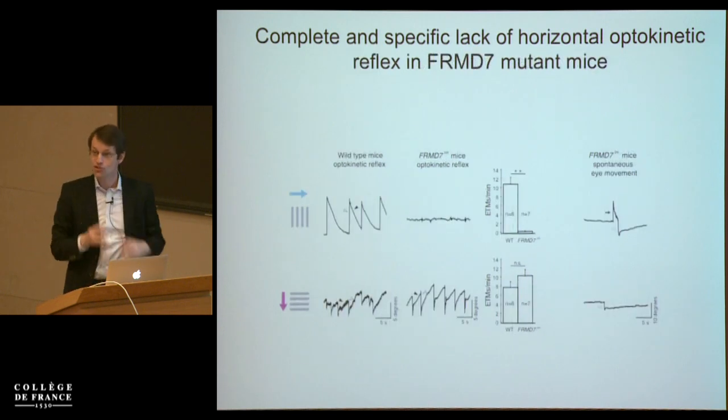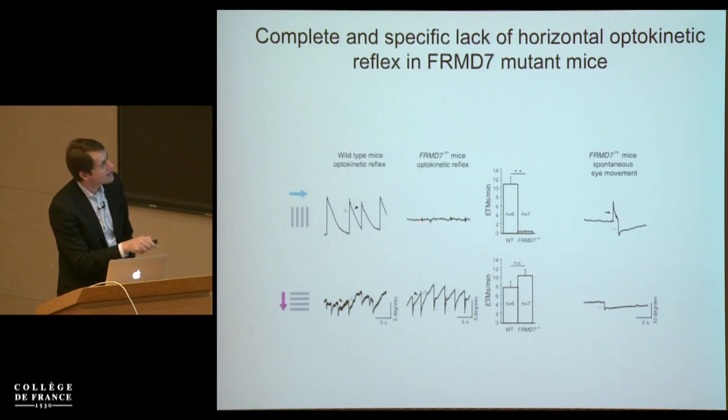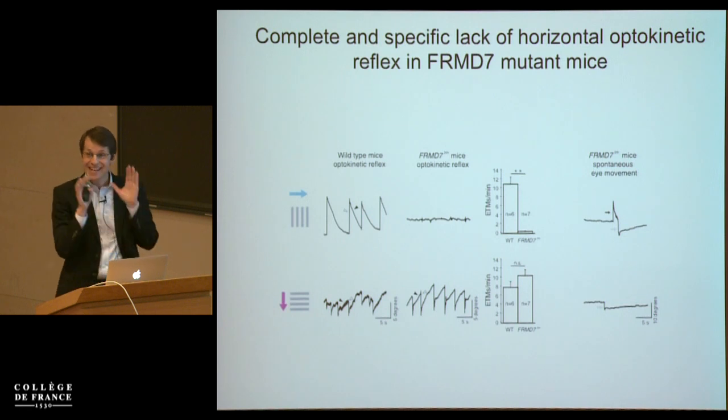And now we make a transgenic mouse. Look at what that does. Although there is absolutely zero vibration, so that's a different symptom, what you see is a complete lack of the horizontal optokinetic reflex, but the vertical is normal. So that's identical to the human phenotype.